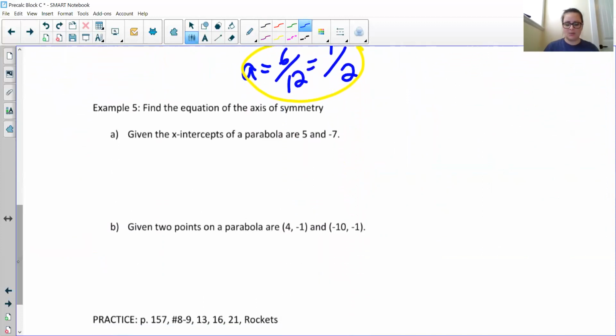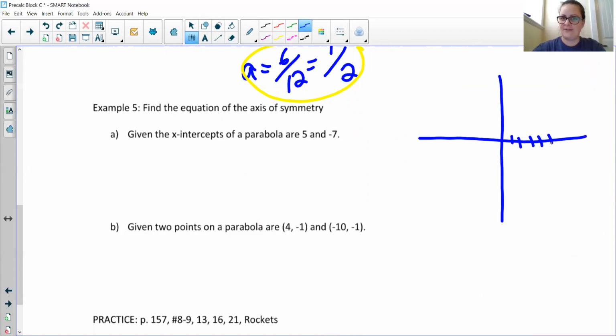All right, the last thing that we're going to do is talk about how you can find the axis of symmetry. Remember, the axis of symmetry is actually the x coordinate of the vertex. So if you looked at a Cartesian plane here, I'm going to show you what I mean. This says the x-intercepts of a parabola are 5 and negative 7. So 1, 2, 3, 4, 5. Here's one x-intercept, and negative 7. 1, 2, 3, 4, 5, 6, 7.